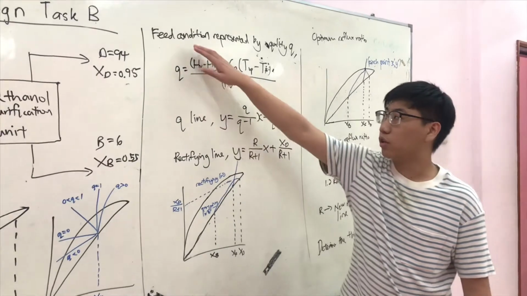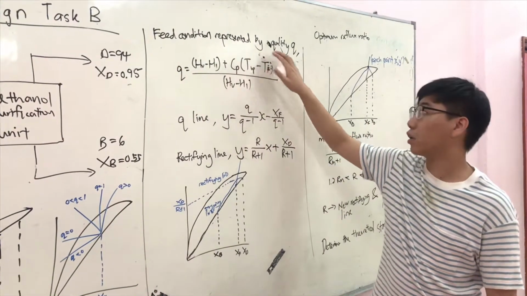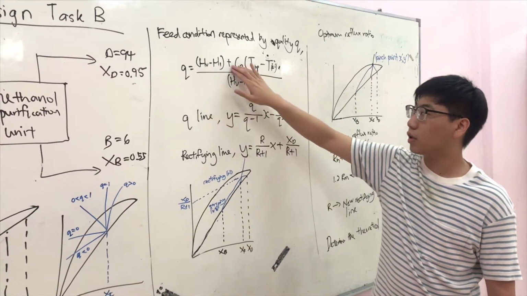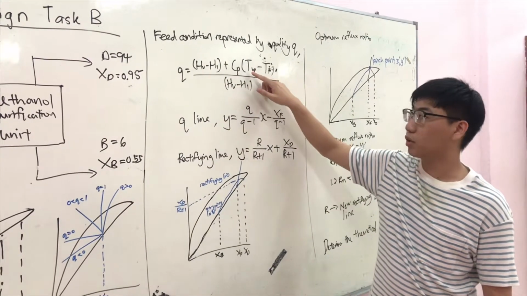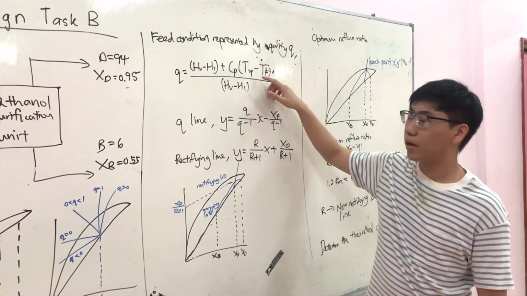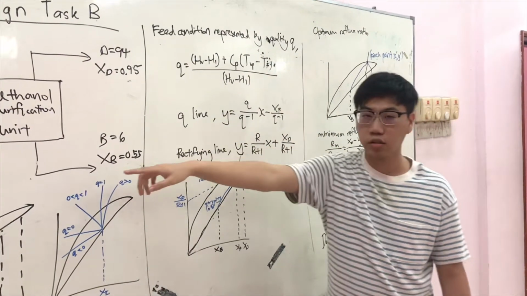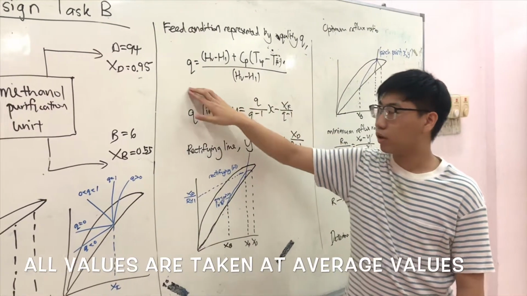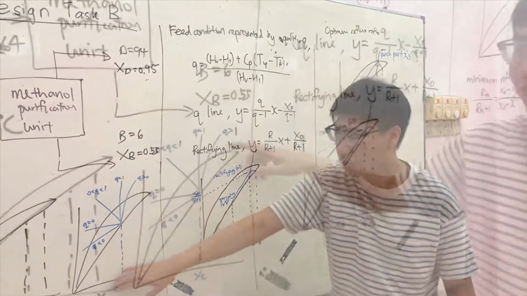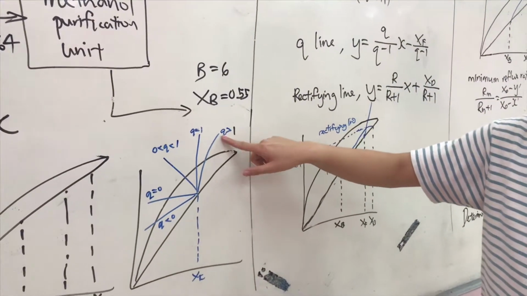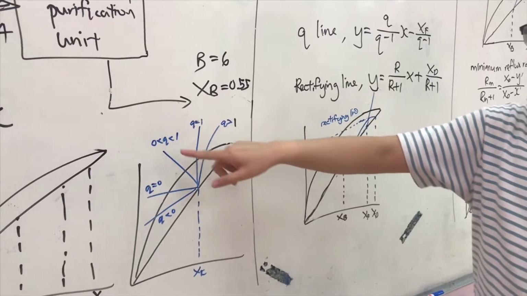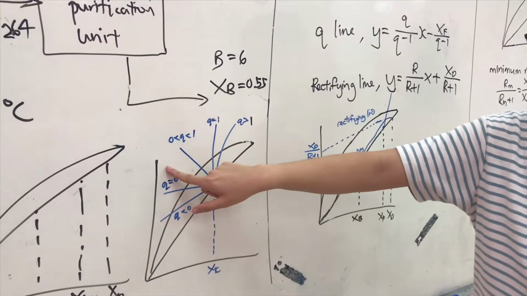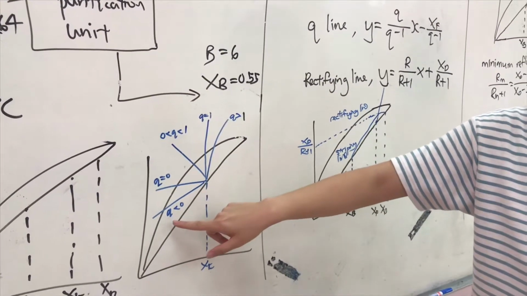Then we take the feed condition represented by the quantity q. q equals the latent heat of vaporization plus the average heat capacity multiplied by the boiling point temperature minus the feed temperature, which is given as 66 degrees Celsius, all over the latent heat of vaporization. After we get q, we can interpret it. q bigger than 1 is compressed liquid. q equal to 1 is saturated liquid. q between 0 and 1 is saturated mixture. q equal to 0 is saturated vapor. And q less than 0 is superheated vapor.